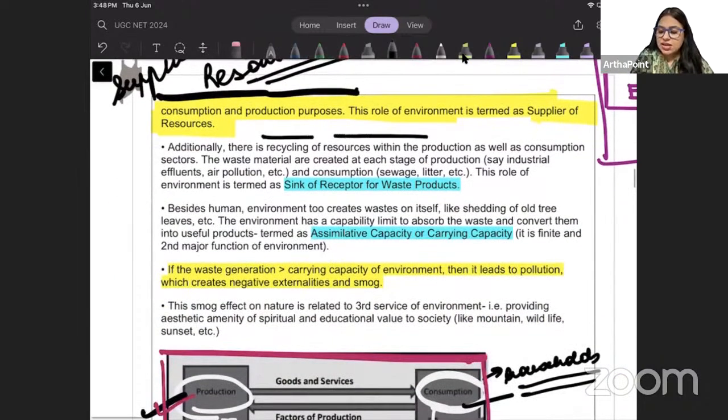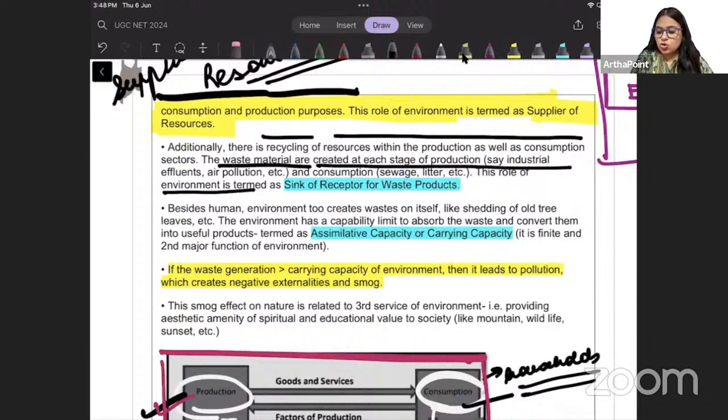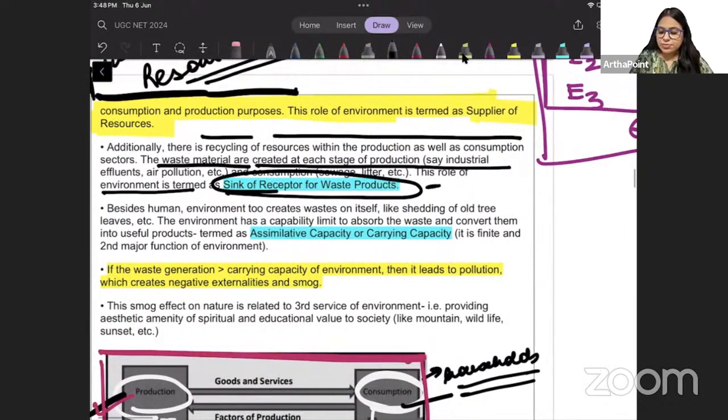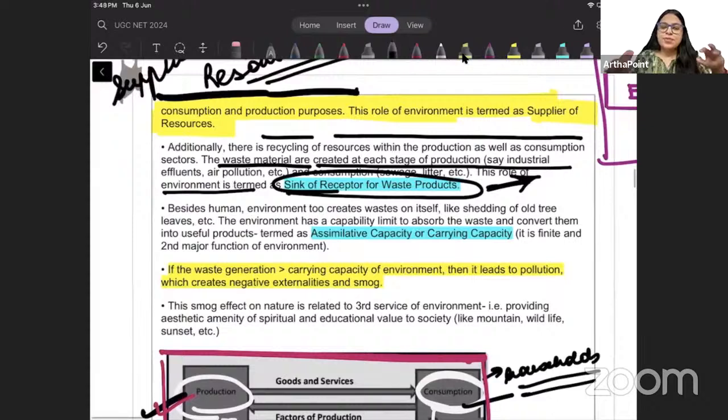Additionally, there is recycling of resources within production and consumption. Waste material is created at each stage, and this role of the environment is called sink or receptor for waste products. This is again very important. Sink or receptor for waste products means what, beta? Whatever waste we have generated during the process of production and consumption, we are generating waste material.